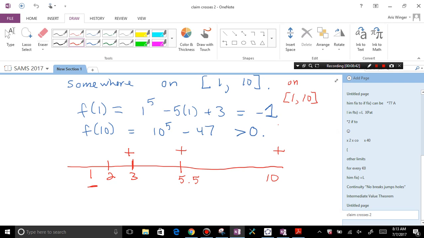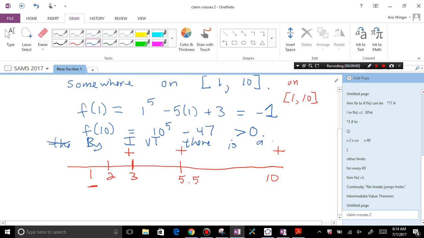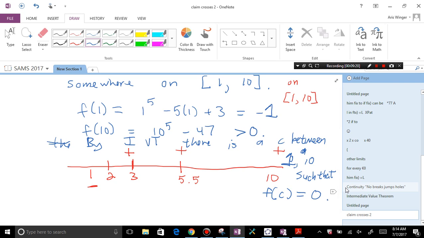Okay. So the answer to your question is that the theorem says there is a value, right? So let's write out the conclusion. So by the intermediate value theorem, there is a C between A and B. In this case, it's 1 and 10, such that f of C is equal to 0. And who knows what it is, but now we've made a pretty good argument that it's between 1 and 2.